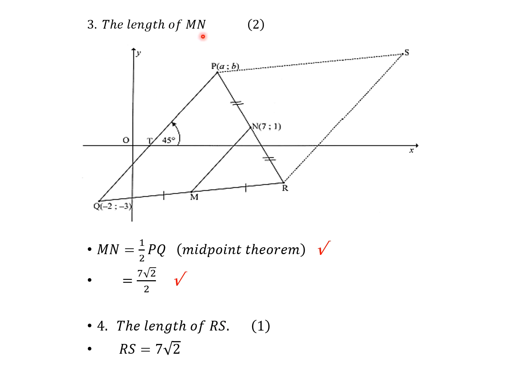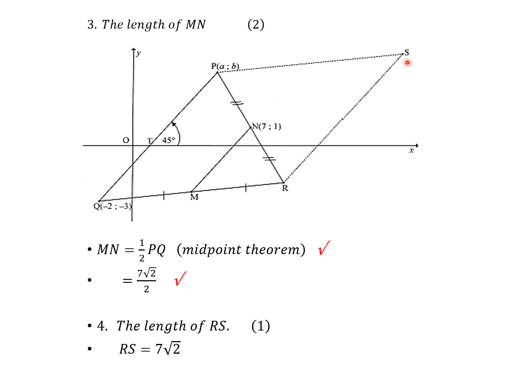Now they want the length of MN. Those two lines are parallel due to the midpoint theorem. MN equals half the length of PQ. My reason, midpoint theorem, 1 mark. PQ is 7 square root 2. Half of that means I simply divide by 2.